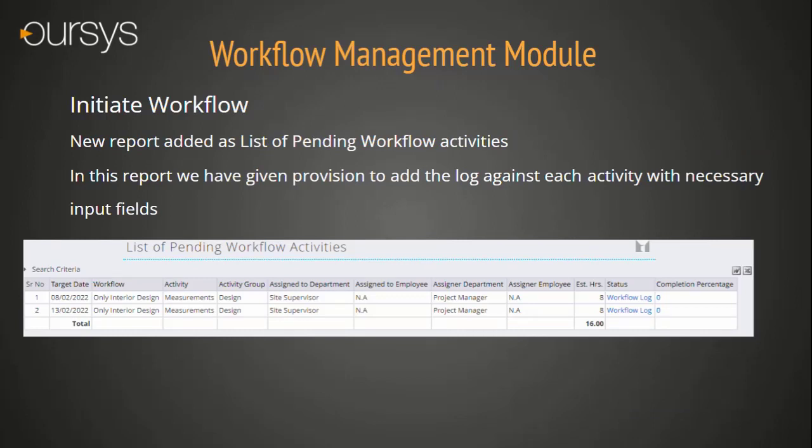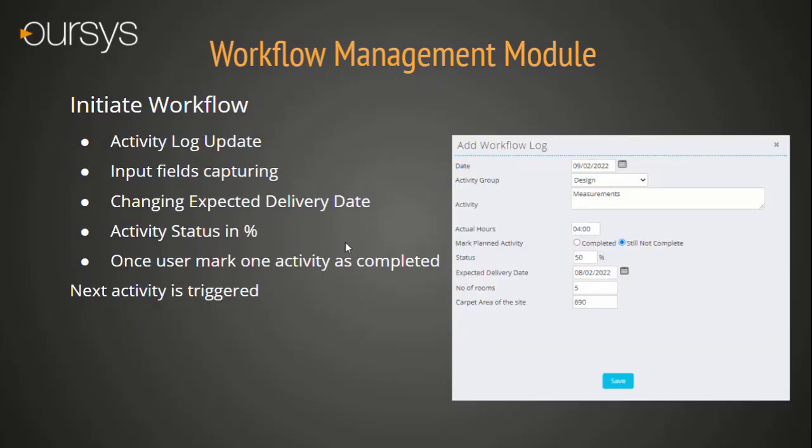A new report has been added as a list of pending workflow activities. In this report, we have given a provision to add a log against each activity with necessary input fields. Workflow activity log update covers input field capturing, change in expected delivery dates, and activity status in percentage. Once the user marks one activity as completed, the next activity is triggered.